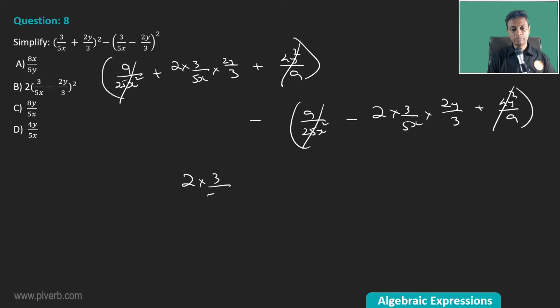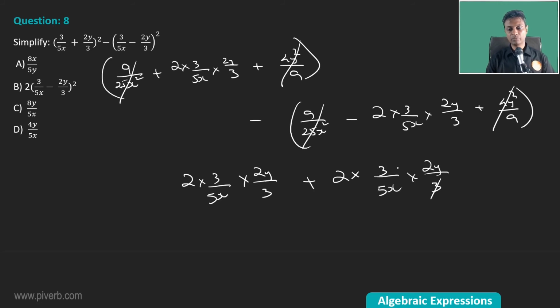2 into 3/5x into 2y/3 plus 2 into 3/5x into 2y/3. This gets cancelled, this gets cancelled. 4y/5x plus 4y/5x is 8y/5x, which is this. We did this in a much simpler form by thinking of it as (a + b) whole squared minus (a − b) whole squared, but we can expand and simplify it like this.